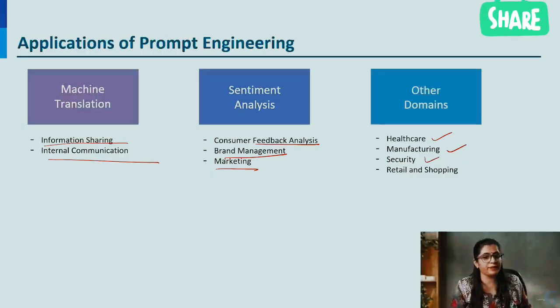Then comes security. In security, there are attacks. A lot of AI tools can be used to prevent those attacks, to protect your systems without failing. Last is retail and shopping, that is e-commerce. On your OTT platforms or shopping sites, e-commerce, Myntra, different websites, Amazon, they can use generative models to take in all these things, and you prompt, okay, I want this, and it helps you with retail and shopping. So these are the various applications for prompt engineering.